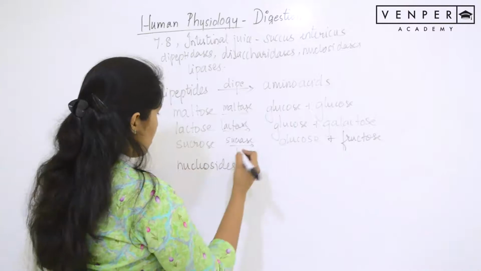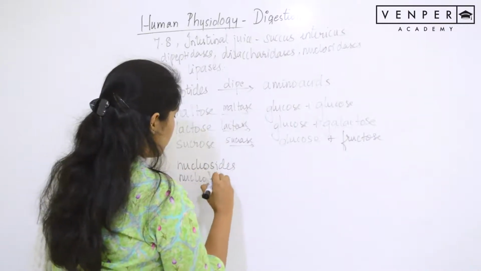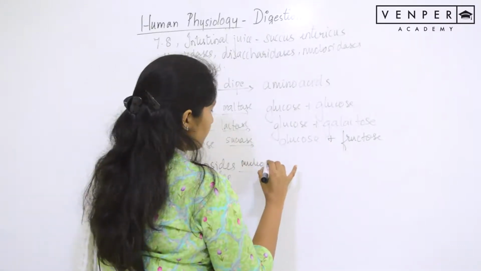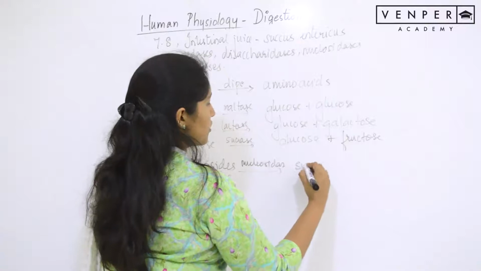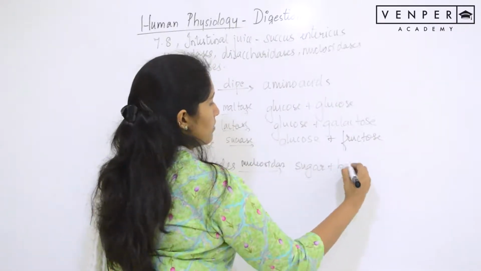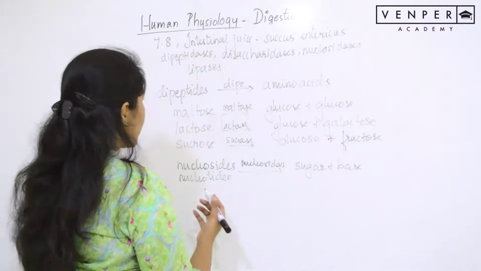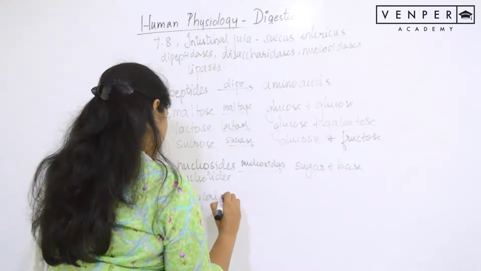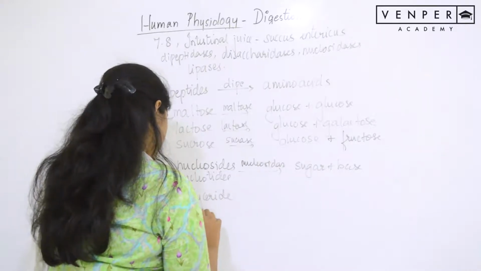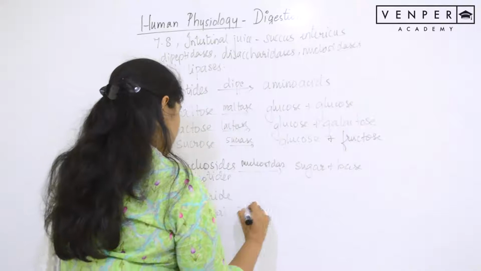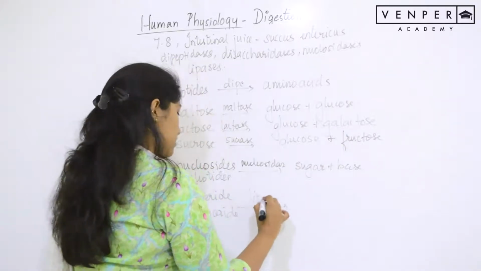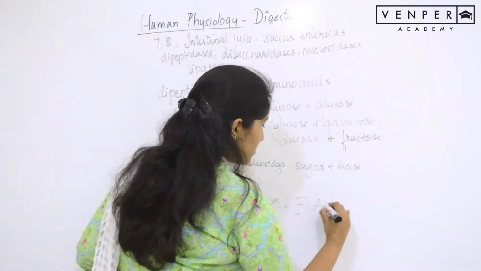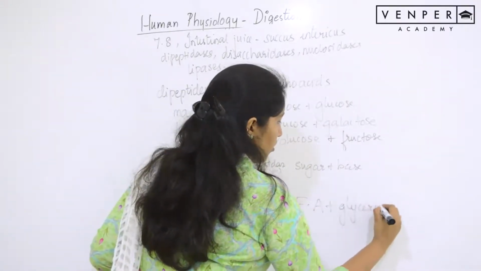Then you have your nucleosides and nucleotides, which are acted upon by the nucleosidases and which give sugars plus the base. And then carried over from the last digestion, you have diglycerides and triglycerides, which are acted upon by lipase, and that gives rise to fatty acid plus the glycerol.